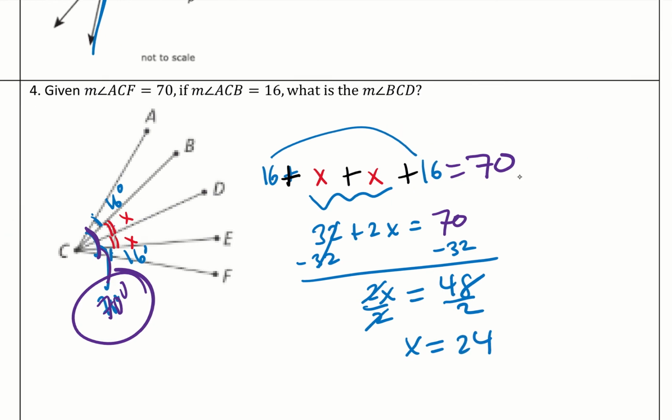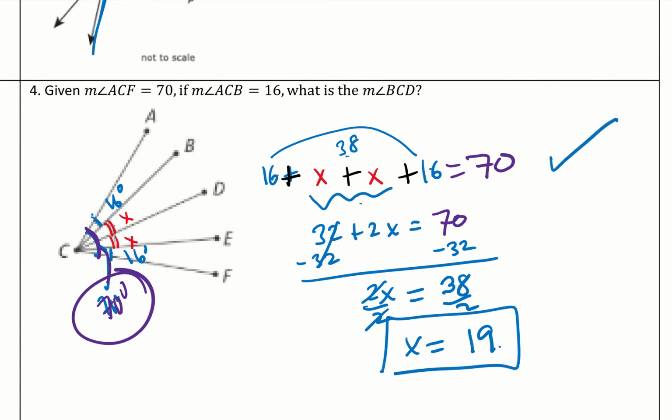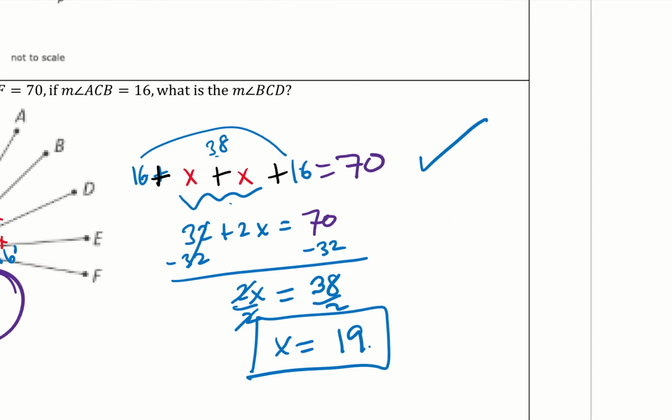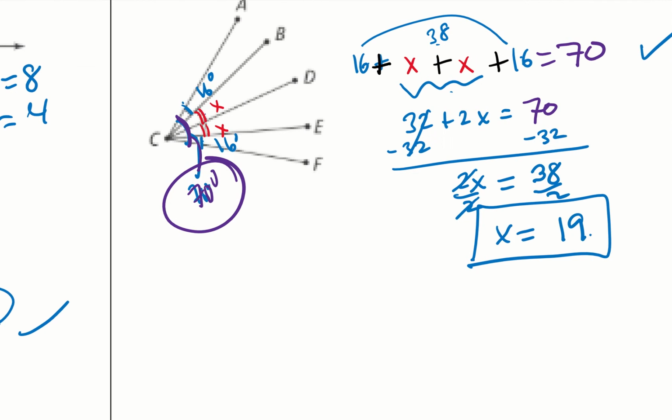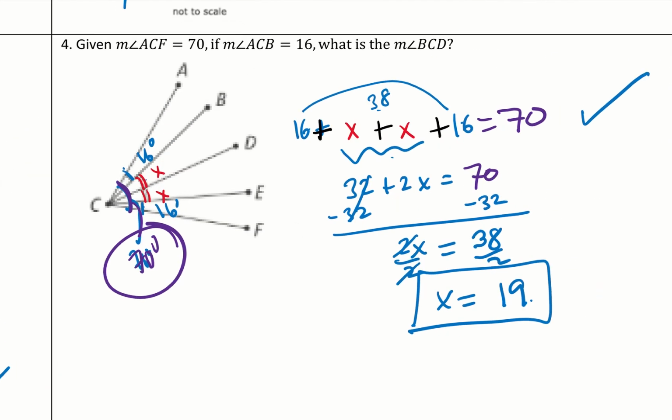And we'll see if that makes sense. 24 plus 24 is 48. And then 48 plus, no, that's not true. This is 20, no. 38. Sorry about that. Making a lot of silly mistakes here. So this is 19. And then 19 plus 19 is 38. 16 plus 16 is 32. 32 plus 38 is 70. So this checks out. This is why you want to check your work because, especially for someone like myself, I make a lot of silly mistakes like that. And then you want to see if it holds up to the situation.